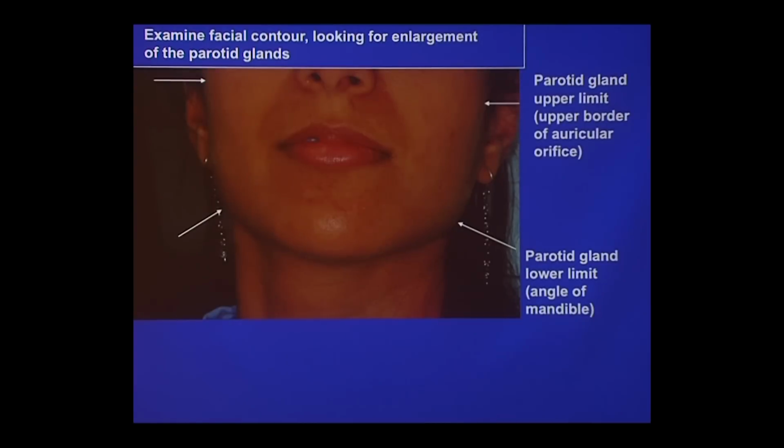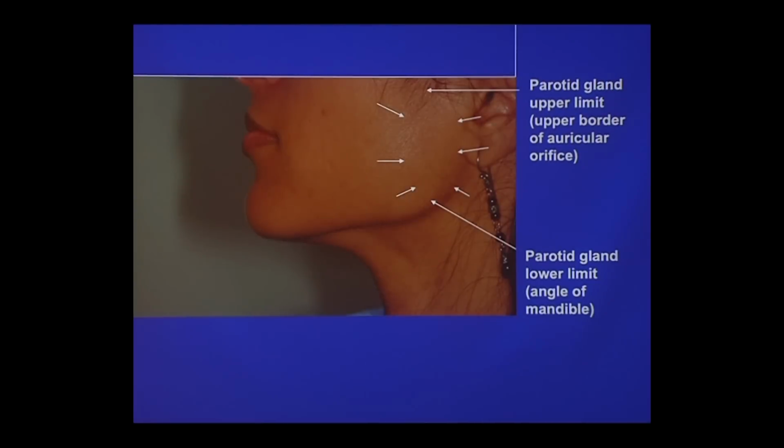So then we look at what we call the parotid glands. And the parotid glands basically extend from the upper border of the auricular orifice here to the corner of the jaw. And they're basically right here. And if you look at this patient from the profile, you can see pretty much the extent of the parotid gland.